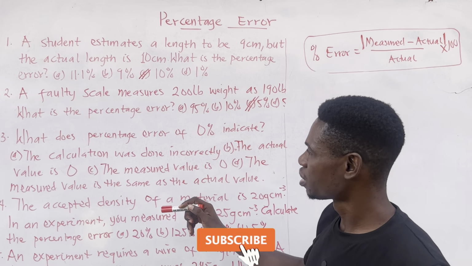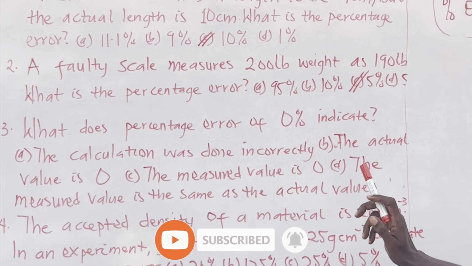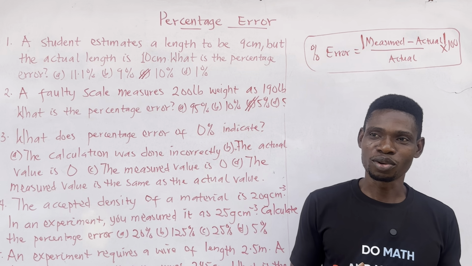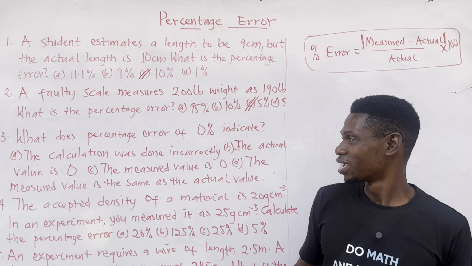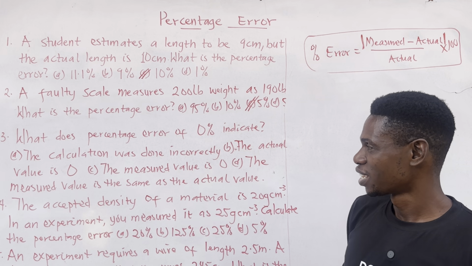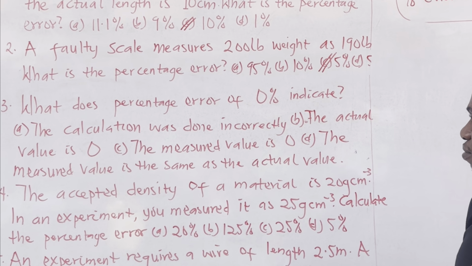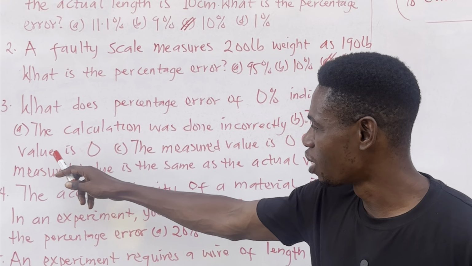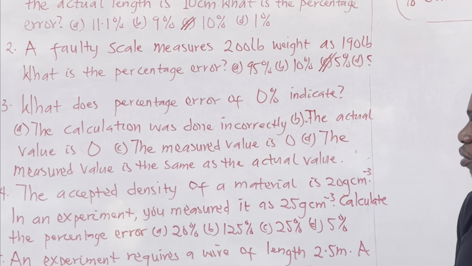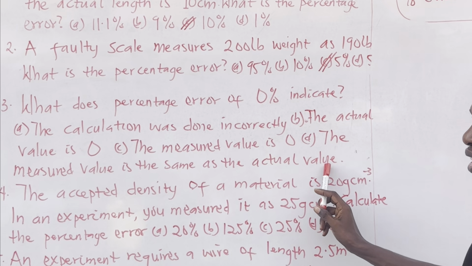So example 3 says, what does percentage error of 0% indicate? Okay, this is an interesting one. If the percentage error calculated is 0%, the question is asking us, what does it represent or what does it indicate? A, the calculation was done incorrectly. B, the actual value is 0. C, the measured value is 0. And D, the measured value is the same as the actual value.